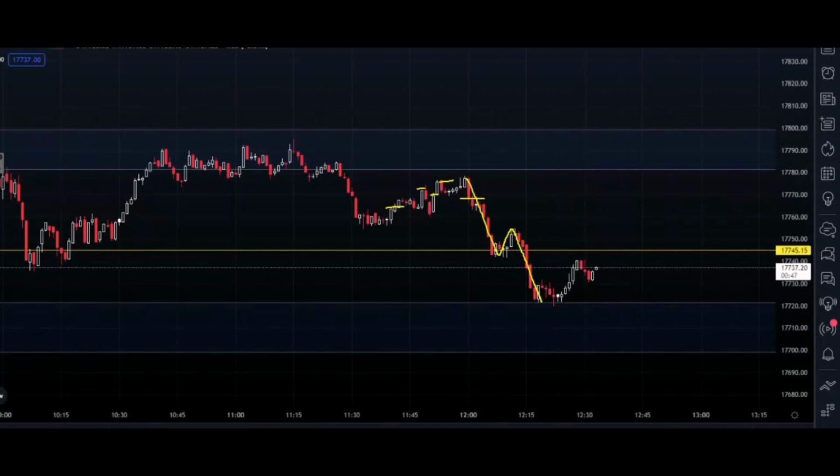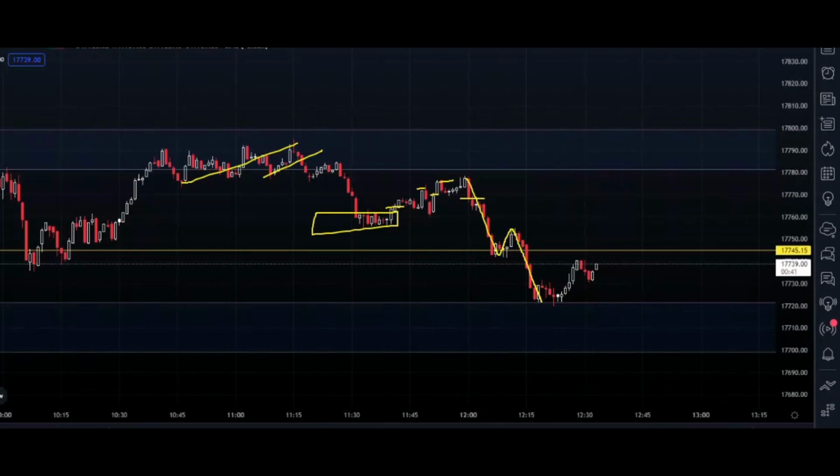Since I exited 2 lots here, my cost and my loss which I incurred here was already covered by this area. So I was just holding one lot because I had entered here. It came to my cost here. Still, I was holding it.